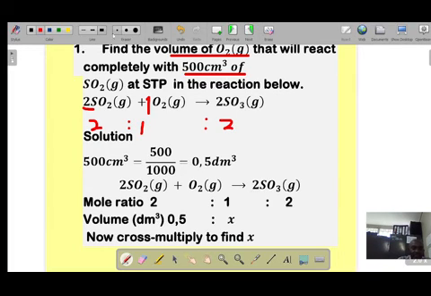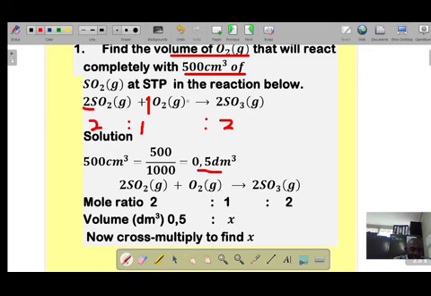now my volume is given in centimeters cubed. So what am I supposed to do? I'm going to divide by 1,000, which gives me 0,5 decimeters cubed. Okay, what does the formula say? Let's get your mole ratios first, and then the one you're looking for, you can put X or Y, like number of moles of oxygen. Though we want volume.